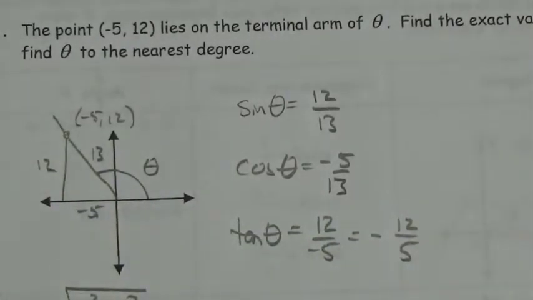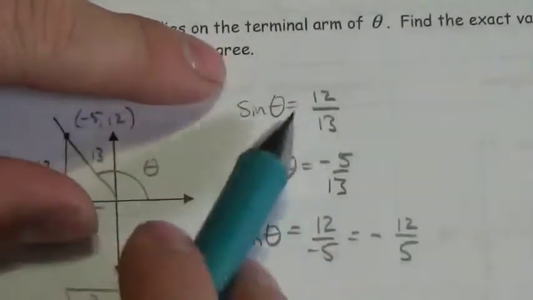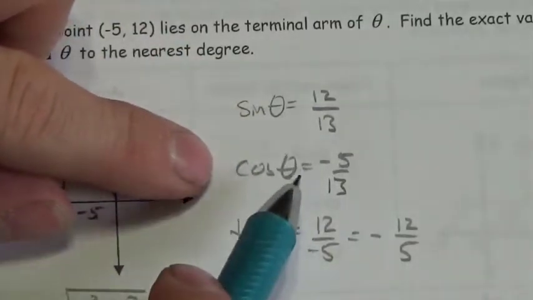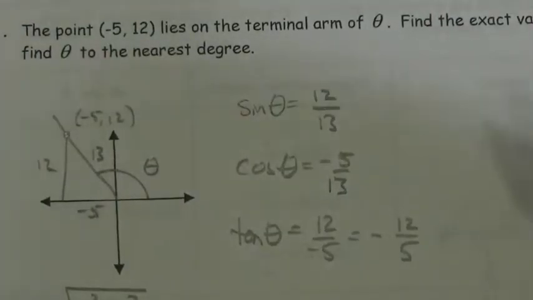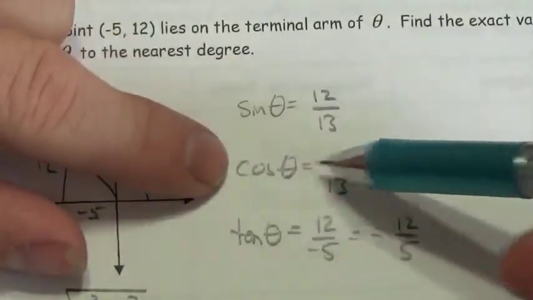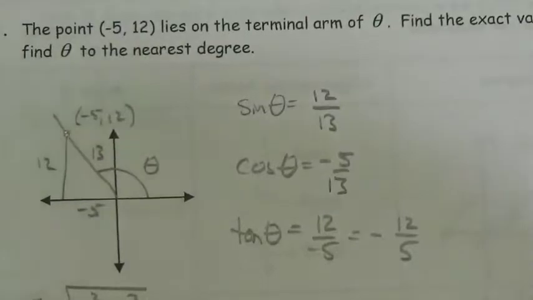Okay, now I told you before that you're going to see duplication here. This is not the only angle that has a sine of 12 over 13. This is not the only angle that has a cosine of -5 over 13. So how do you know which angle you're referring to? Well, sine is giving a positive ratio, cosine is negative, tangent is negative. The only quadrant that could possibly happen in is quadrant 2.